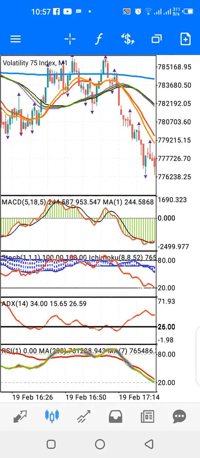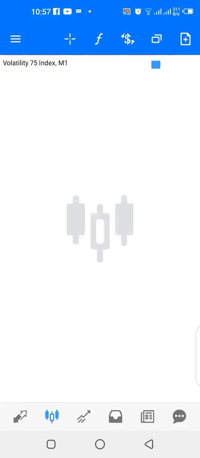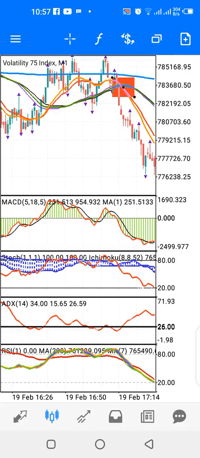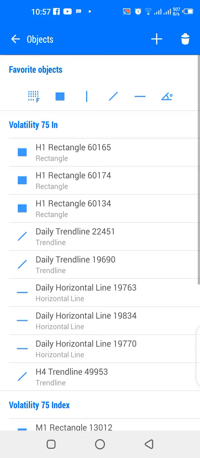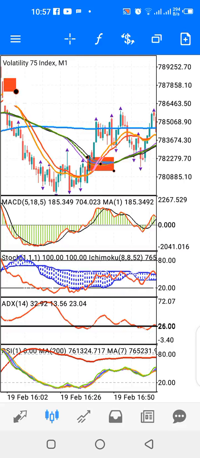Okay, cross down. I will sell here, a signal for you to sell. Cross it up. Like you have a cross up here, a signal for you to buy.